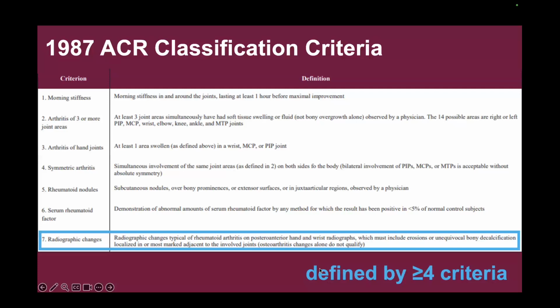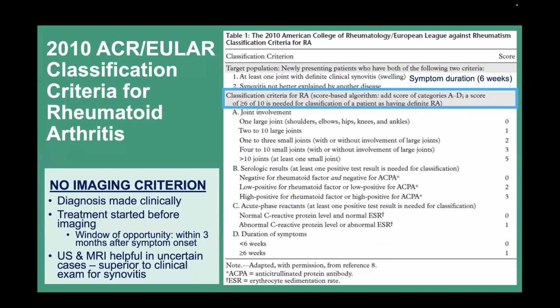So to go back, the 1987 ACR classification criteria for rheumatoid arthritis, you had to have 4 or more criteria to meet a diagnosis, and radiological changes were part of that criteria. So you had to have clear evidence of disease involving radiographs of the hand and wrist with bony decalcification, but it needed to show evidence of erosions. But this has since changed in 2010.